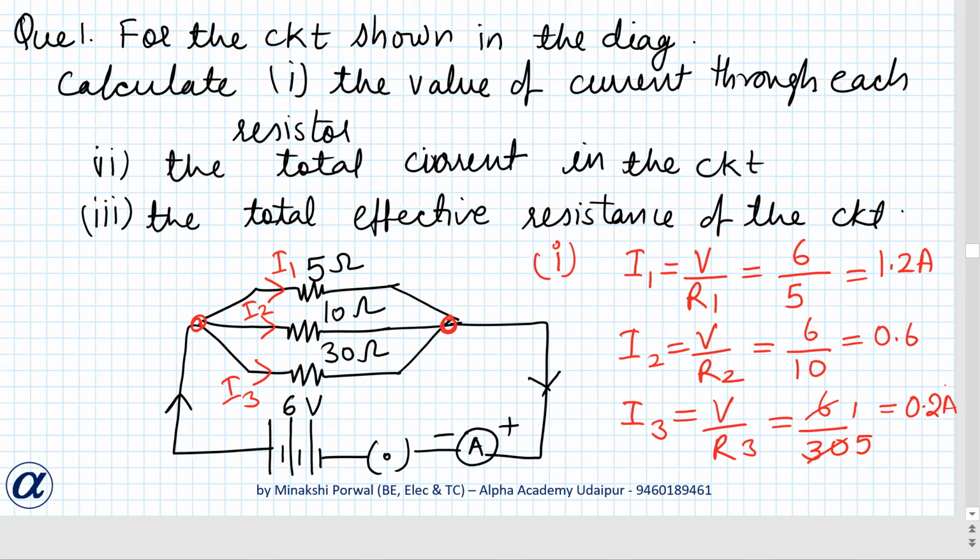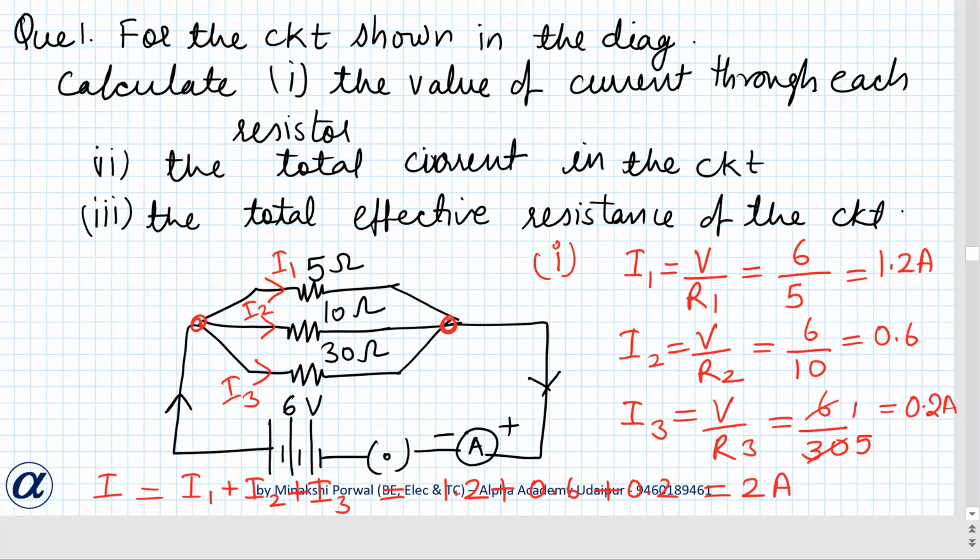Total current in the circuit, total current I. दो तरीके से निकाल सकते हैं total current. I equals I1 plus I2 plus I3. I1 है 1.2, I2 है 0.6 और I3 है 0.2. तो ये हो जाएगा 2 एम्पियर्स. ठीक है. टोटल इफेक्टिव रेजिस्टेंस निकालने के बाद भी करंट निकाल सकते हैं.